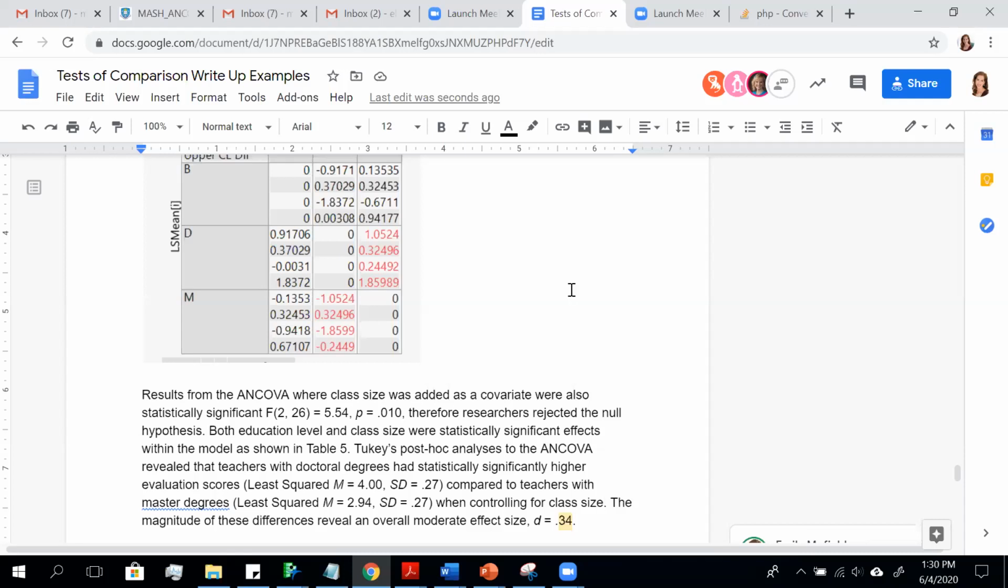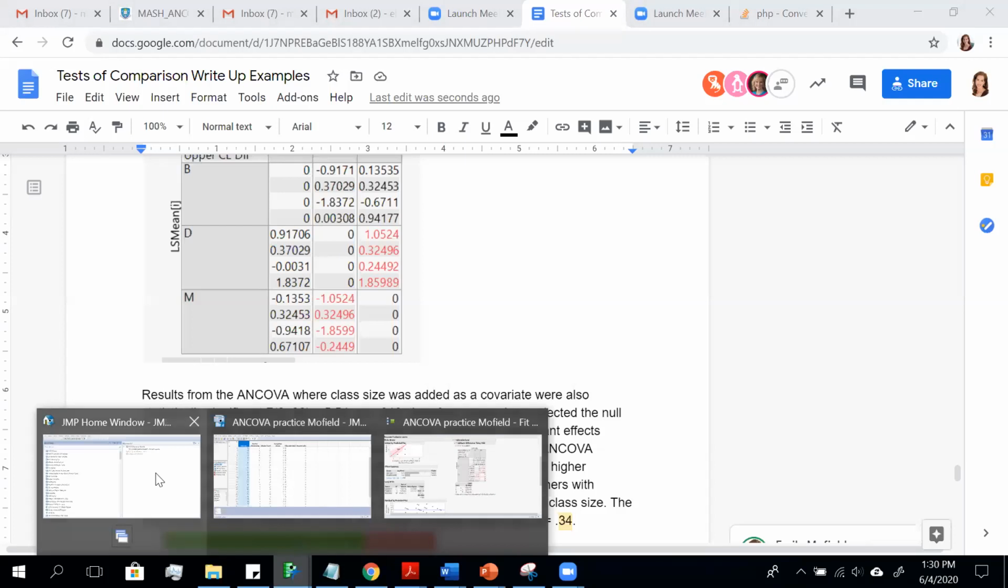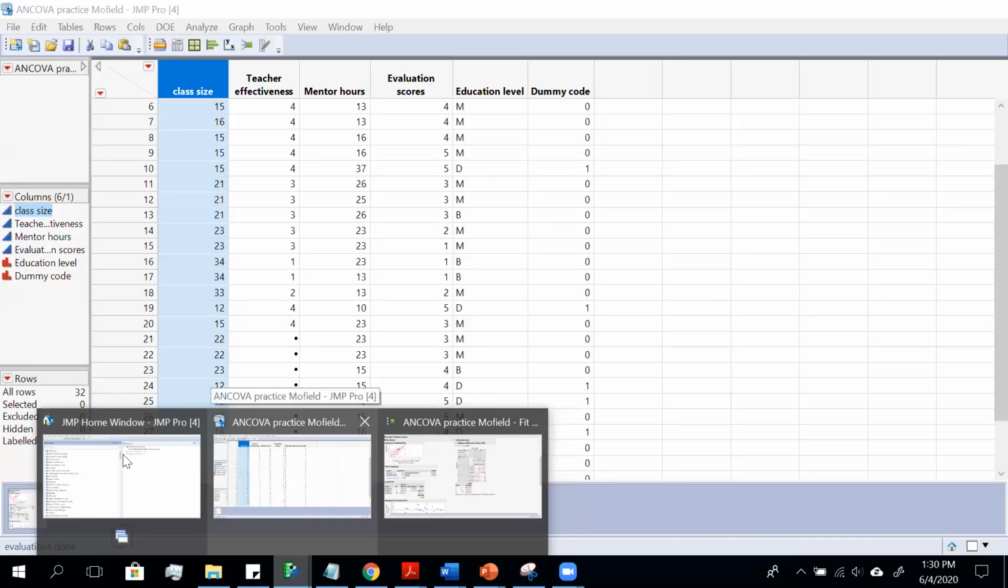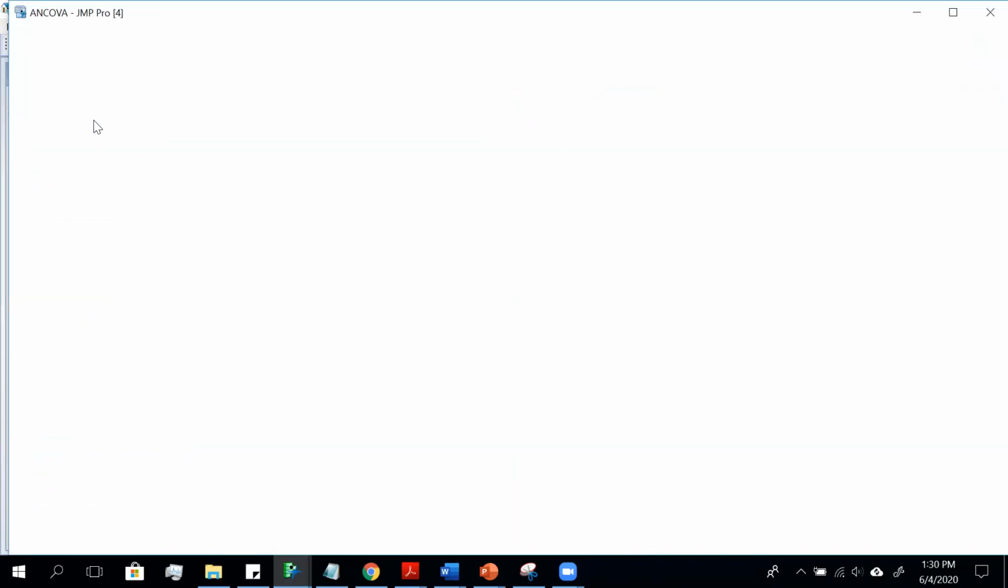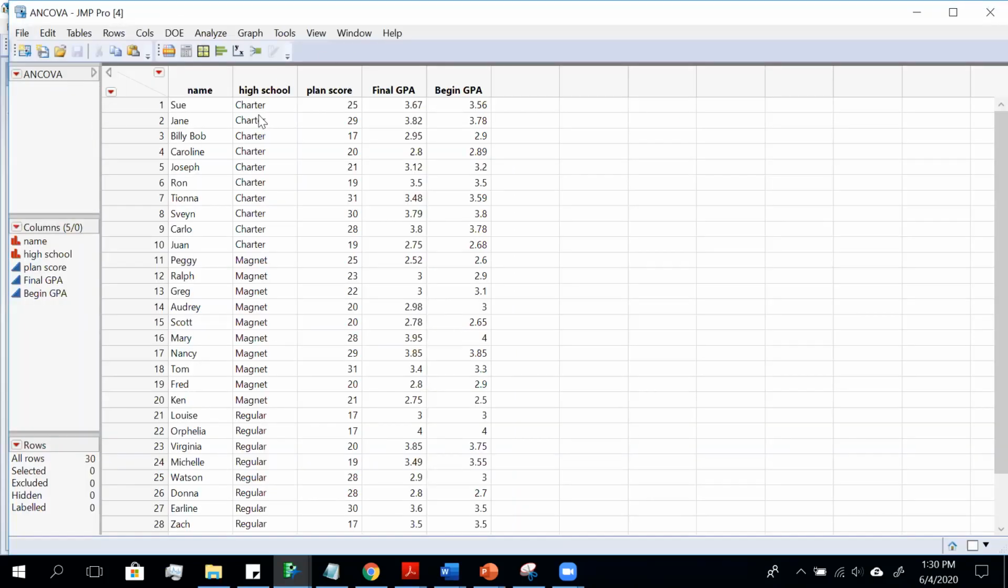Now, I think it's worth walking through one more example just to see what another one looks like. I'm not going to walk through the write-up, but I just want to show you one more so you can wrap your mind around this. I'm going to go to ANCOVA practice, and I have different types of high schools. I have charter schools, magnet schools, and regular schools.